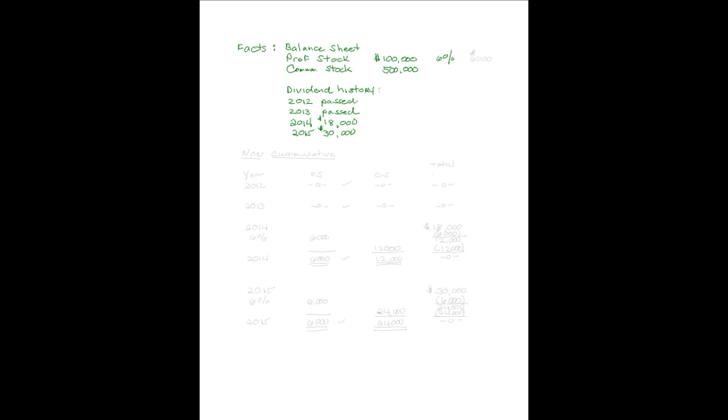Furthermore, the preferred stock is 6%, so now you know that means they're going to be paid a dividend in the amount of $6,000 ahead of common stockholders. And here's our little business's dividend history. We passed dividends in 2012 and 13. In 2014, the board of directors declared an $18,000 dividend, and in 2015, they declared a $30,000 dividend. Now, let's assume that this stock is non-cumulative, meaning if it doesn't get declared, it gets passed, and it's gone.